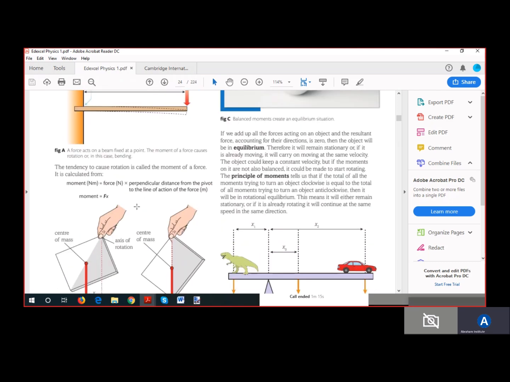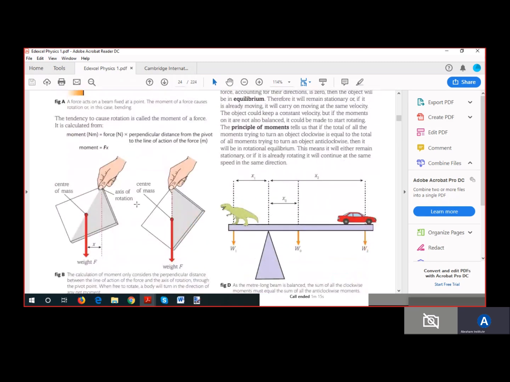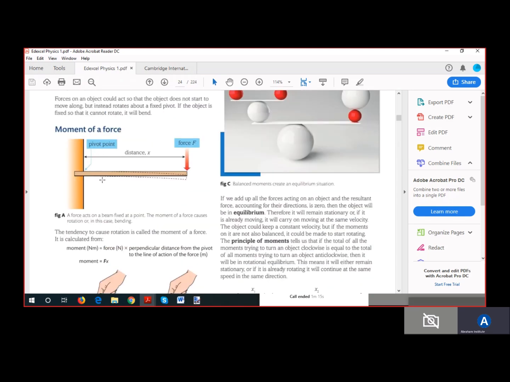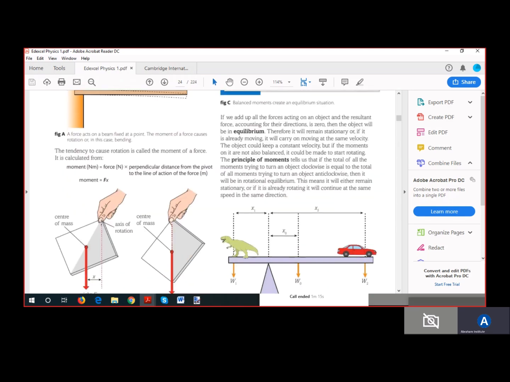Then here is another example. If you hold something like this, maybe a book or a cardboard, you hold it at this end. When you hold it at this end, it doesn't move about this. It is fixed here, but it can rotate about this point. So this is the pivot or axis of rotation. This is the pivot point. You see here the word pivot point. We can also call it the axis of rotation.